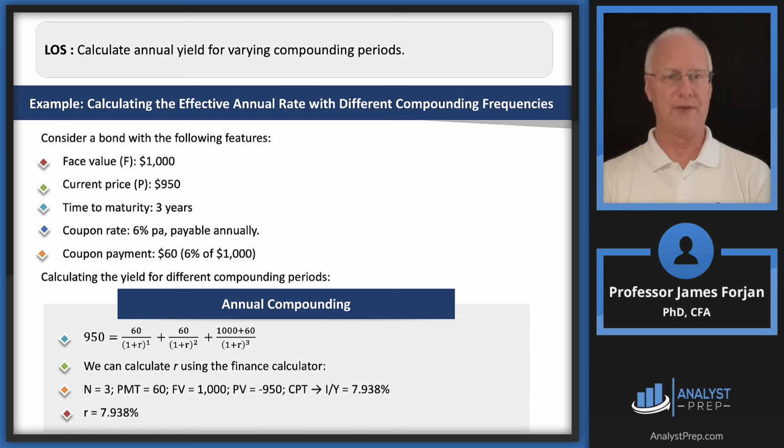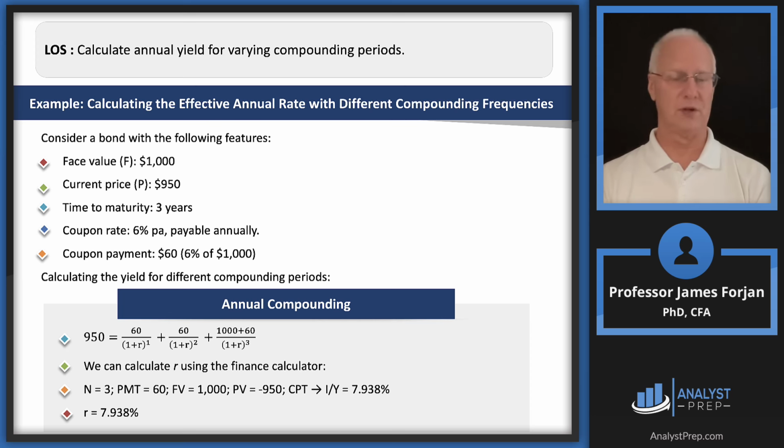Current price of $950, time to maturity of 3 years. Annual coupon rate of 6%. So we take 6% times that par value or face value of the bond, and we get $60 of coupon payments. So the question then becomes, let's go ahead and calculate the yield to maturity on this particular bond.